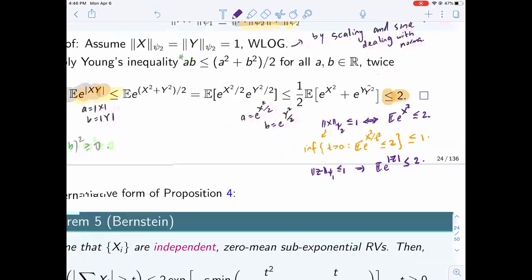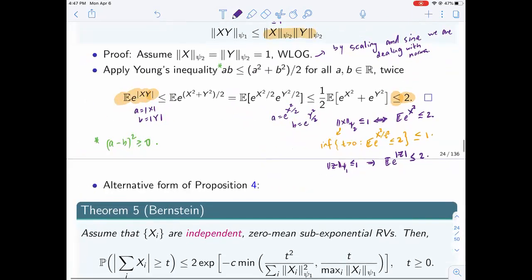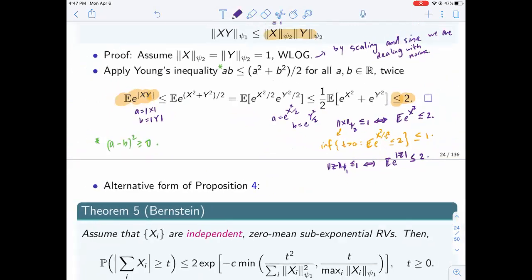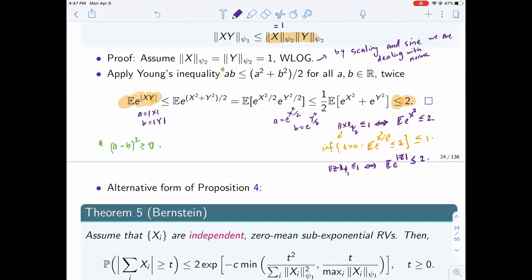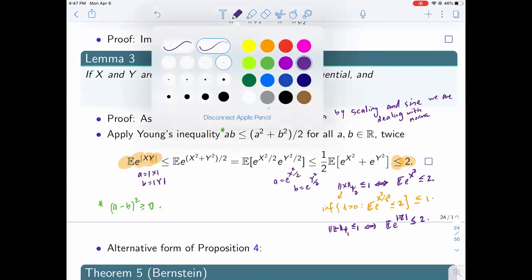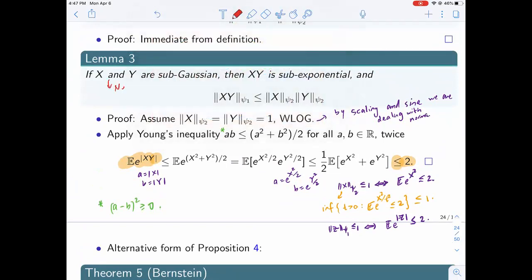Okay, verify this for yourself. This is also if and only if. Does that make sense to people? Questions? So I'm going to add here, no independence needed. So we didn't need x and y to be independent.